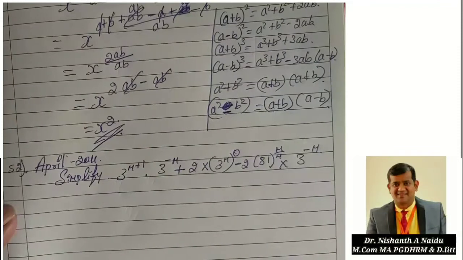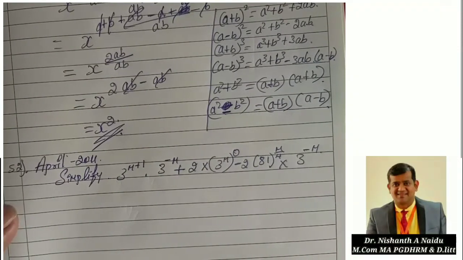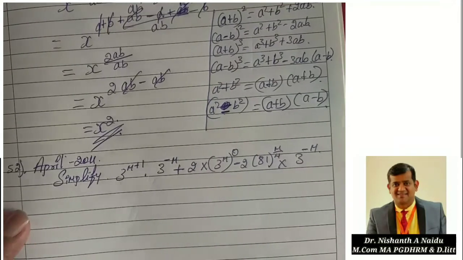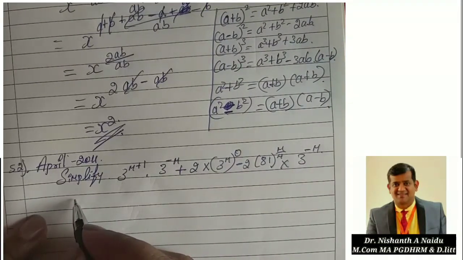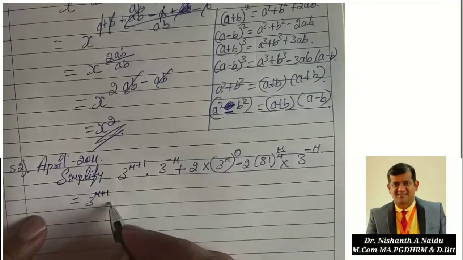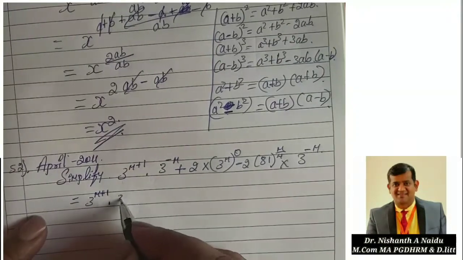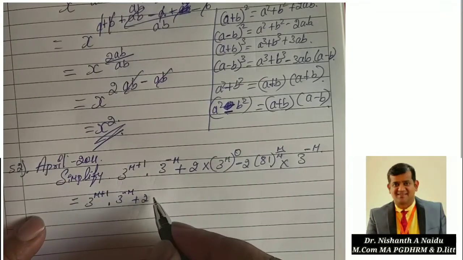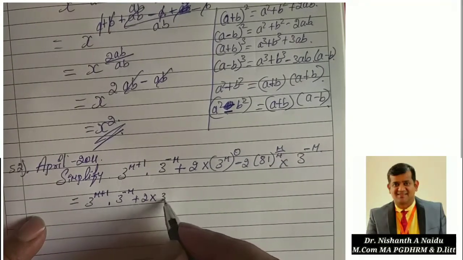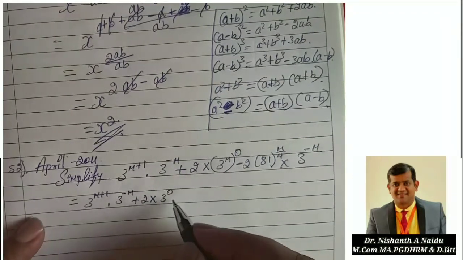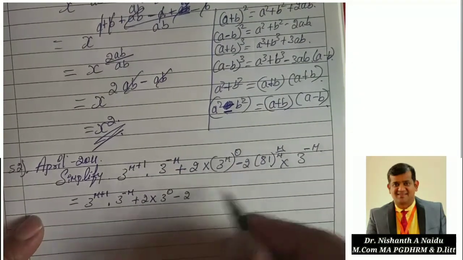Now let us take the common factor. So we have to simplify this. In the first stage, I am writing whatever information has been given, the same way: 3 to the power of m plus 1 into 3 to the power of minus m plus 2 into 3 to the power of m into 0, that is m into 0 is 0, 3 to the power of 0, minus 2, 81 is there.